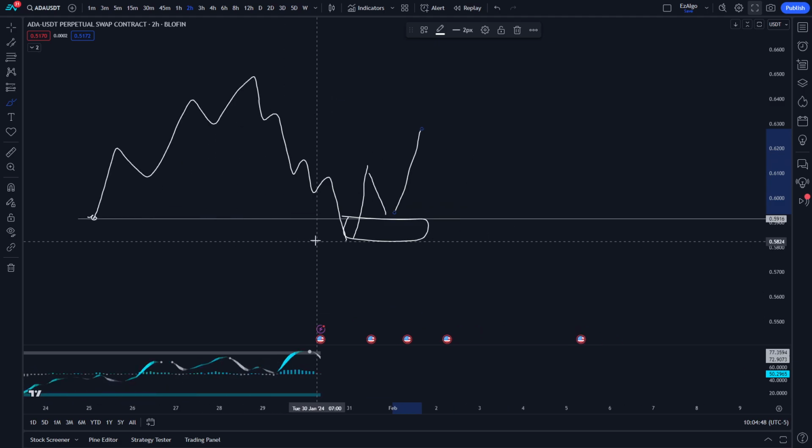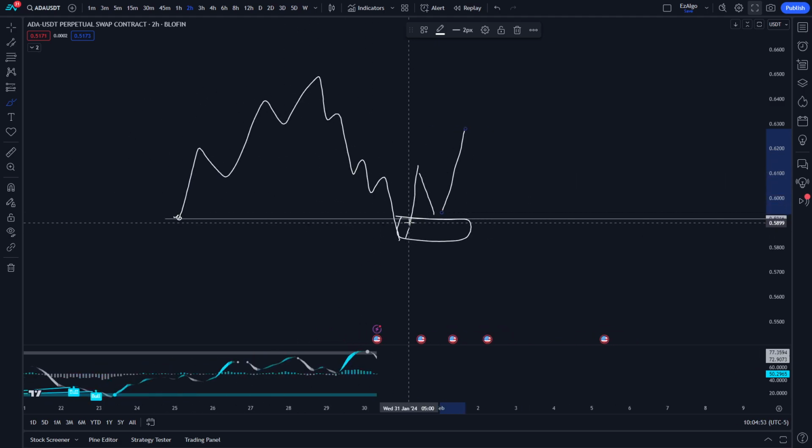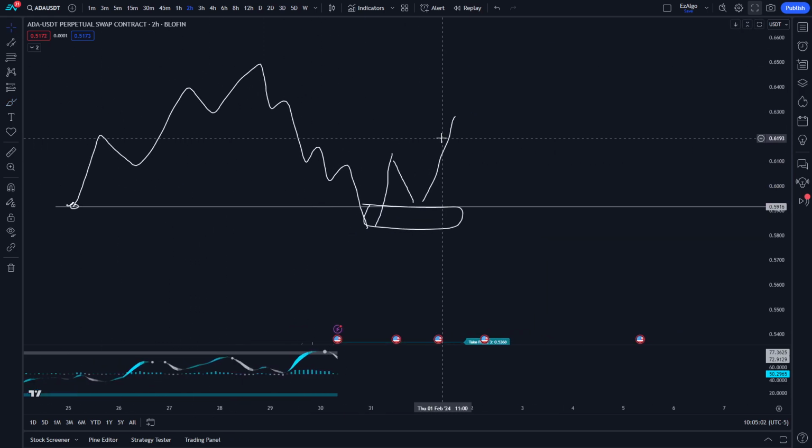Now this is also a failure and reclaim, but with the confluences that we're going to be using with the break of structure and displacement, waiting for the retrace, all in all, this setup hits more often than not. However, you won't find these setups as often as the trend continuation, so keep that in mind.